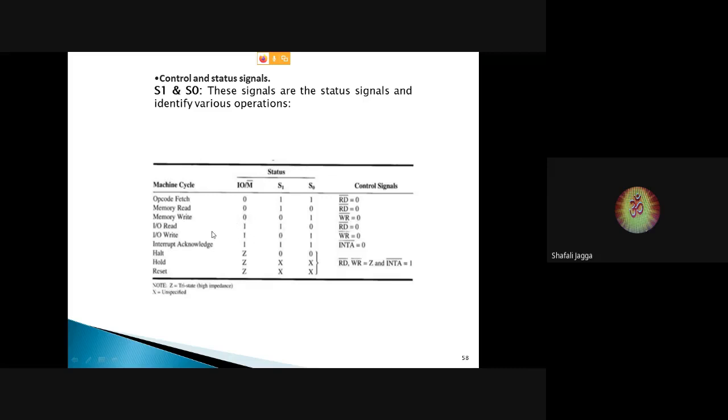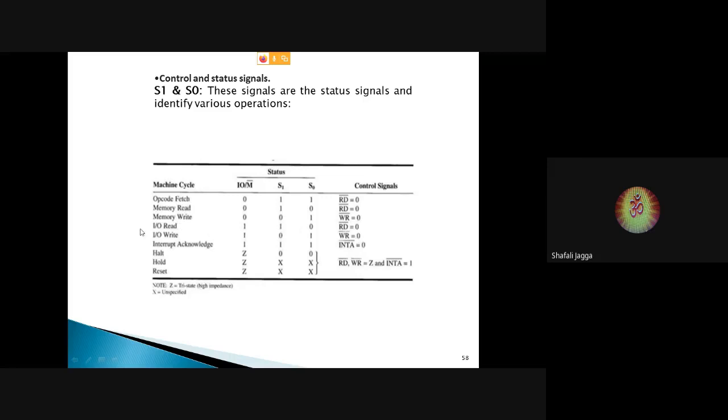Then the IO write operation, which has to be connected with an IO device. So IO/M bar will be set as 1 because an IO related operation is to be performed, and it has to write data. So for the IO write operation, S1 will be taken as 0, S0 will be taken as 1. And the write bar signal should be active. That should be 0. So we are basically using these 5 machine cycles of code fetch, memory read, memory write, IO read and IO write.